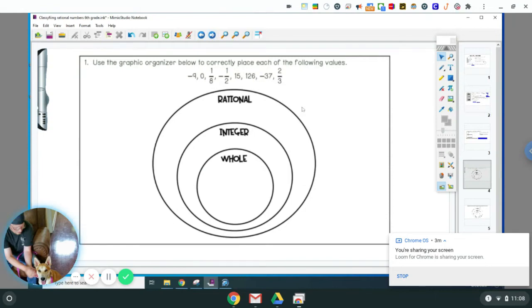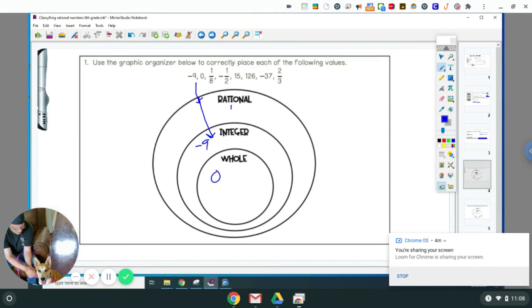So we're going to practice placing these numbers where they belong. It says, use this graphic organizer below to correctly place the values. So -9 is rational, but is also an integer because it's not a fraction or decimal, so it belongs in the integer. But it's not a whole number because it has a negative. Next one is 0. 0 is rational, 0 is an integer, and 0 is also a whole number.